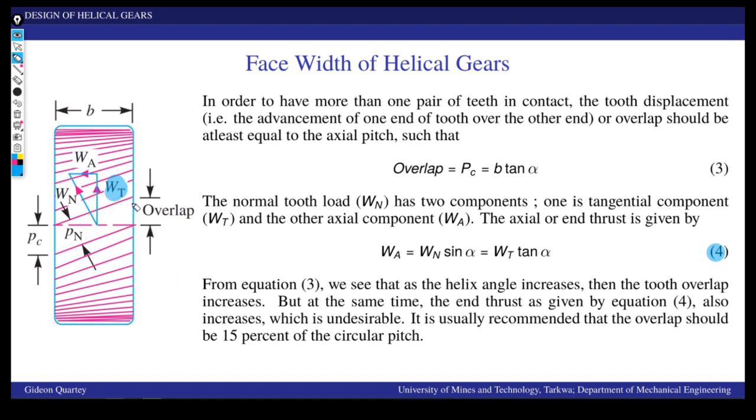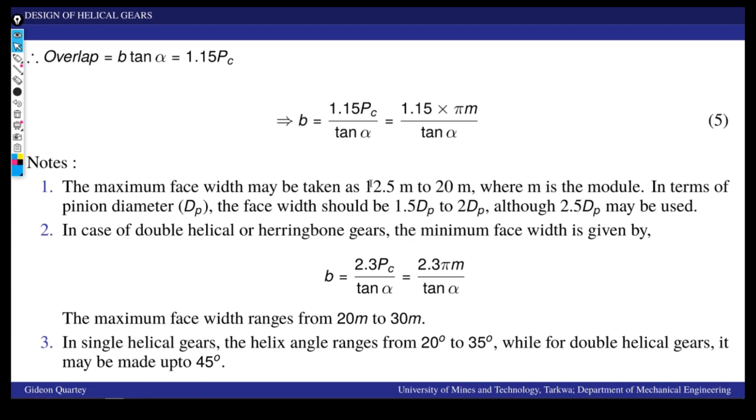Alright, so usually the overlap is maintained at 15% of the circular pitch. If that is the case, we are going to have the overlap, B tan alpha, as stated earlier, equal to 1.15 PC. So 1.15 should be about 15% more than the PC.